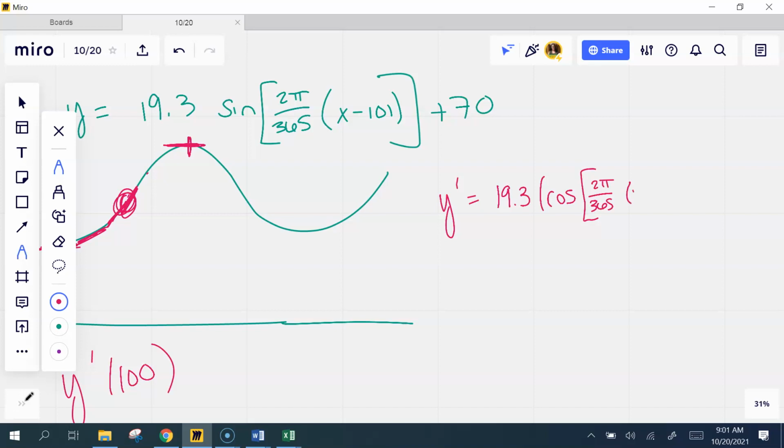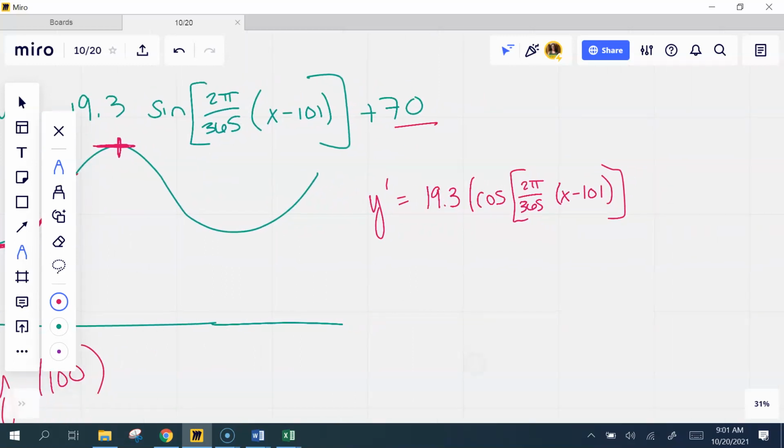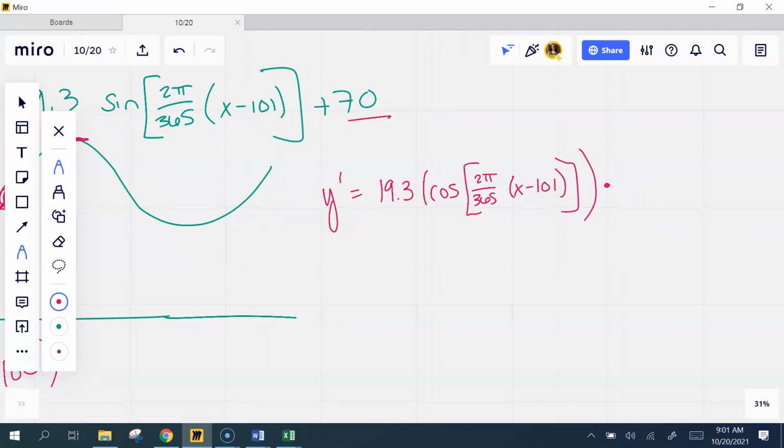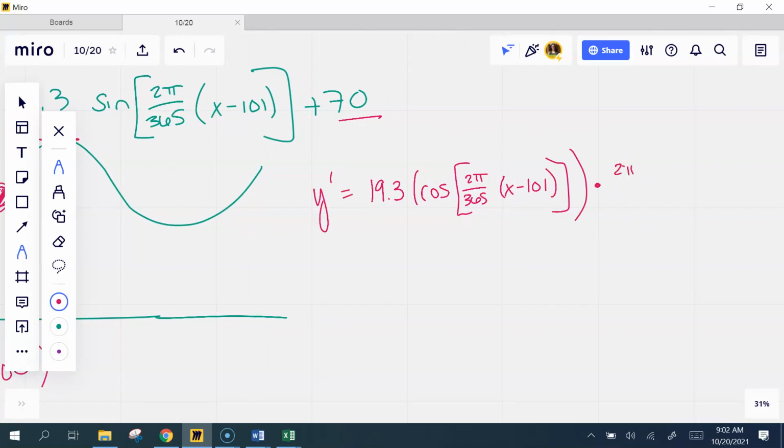I leave everything the same in here. Of course, the derivative of 70 is 0, so don't worry about it. But I have to chain this, right? Yep. 70 goes away, why wouldn't 19? Because it's being multiplied and not added. This is the chain rule for the inside. If I distributed this through, this is just a constant, so the derivative is 0. The derivative of 2 pi over 365x is 2 pi over 365.